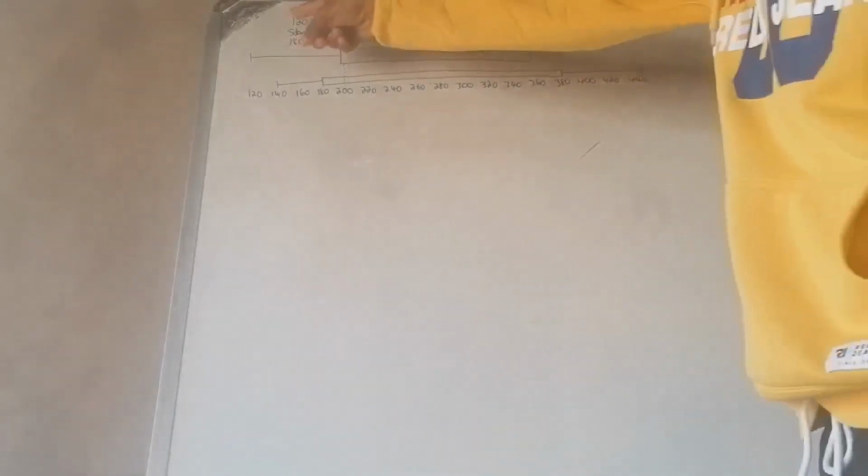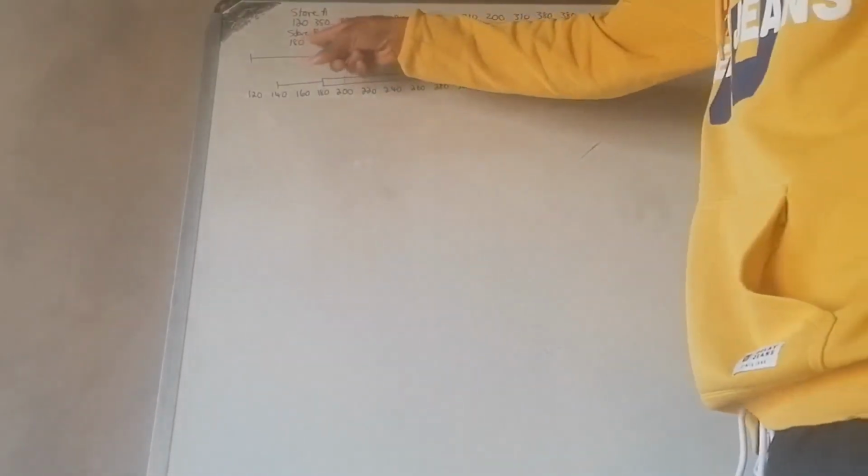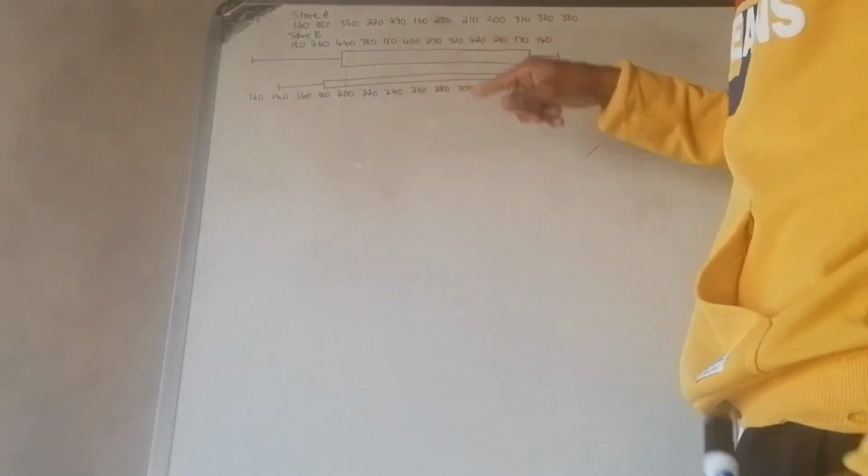We are now in 1.3 and we have the following information. A company recorded the number of cell phones sold in 2 of their stores. The data for the last 12 months is given below. This is the data that we have for store A, and this is the data that we have for store B. We have a box and whisker for store A.